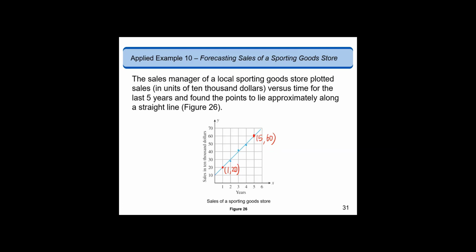Based on this, we can come up with the equation of the line. First, we find the slope. Label this point x1, y1, and this one x2, y2. The slope is y2 minus y1 over x2 minus x1. That's 60 minus 20 over 5 minus 1, so this is 40 over 4, and we get slope equal to 10. Meaning as a year goes by, the sales increase by $10,000. 10 indicates 10 units, and 10 units is $10,000.